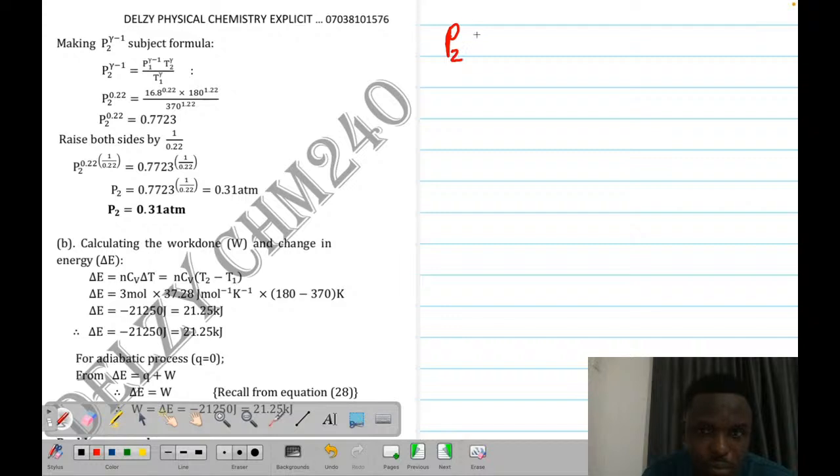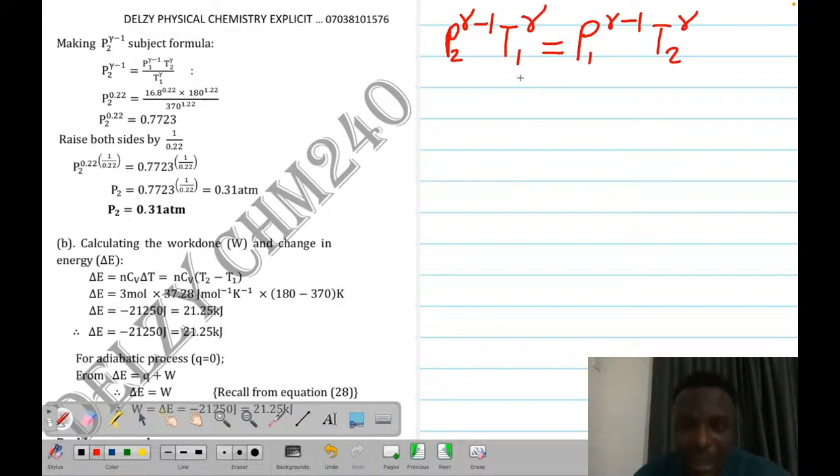P2 to the gamma minus 1 over T1, or vice versa. I can do it vice versa. Then we have P1 to the gamma minus 1 over T2 to the gamma. This is a formula that relates temperature and pressure. Now you're asked for the final pressure. This is the final pressure. So this is P2 to the gamma minus 1, which is 1.11, times temperature T1. From the question, if you could remember, they gave us T1 to be 180 degrees. So this is 180 raised to the power of this.